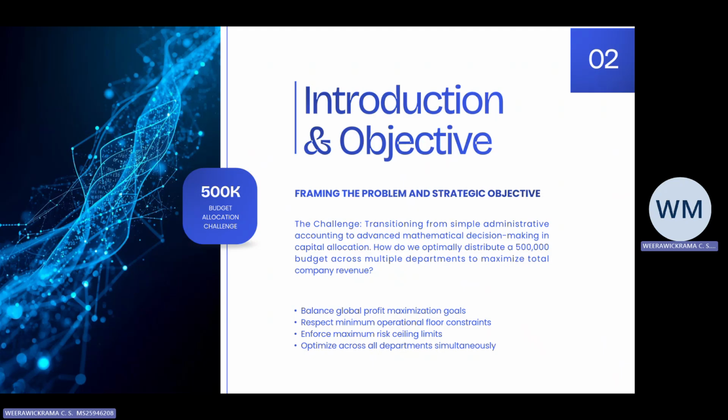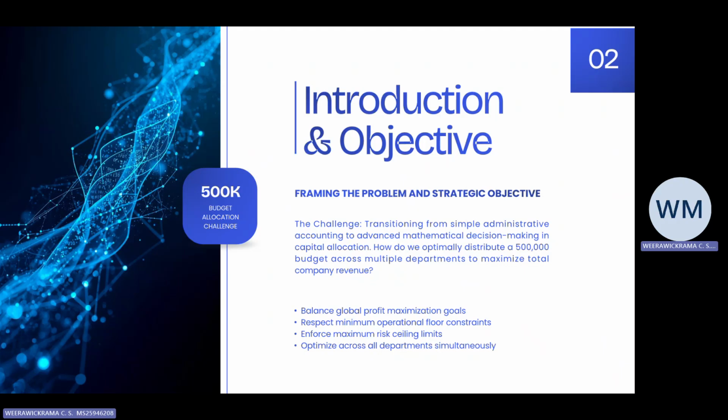First, we aim to maximize the profit at the global level, not just for an individual department. This means making decisions that benefit the company as a whole. Second, we must respect minimum operational constraints. Every department requires a baseline level of funding to function effectively, and we cannot go below that.